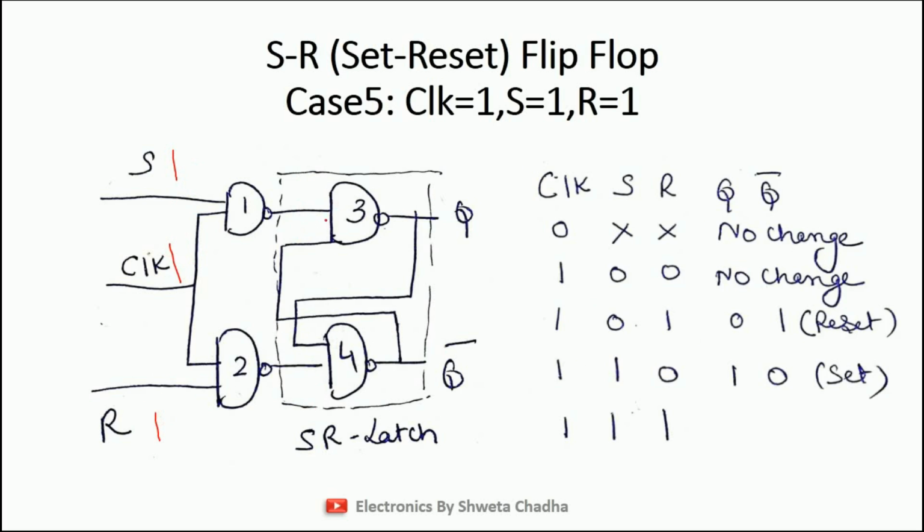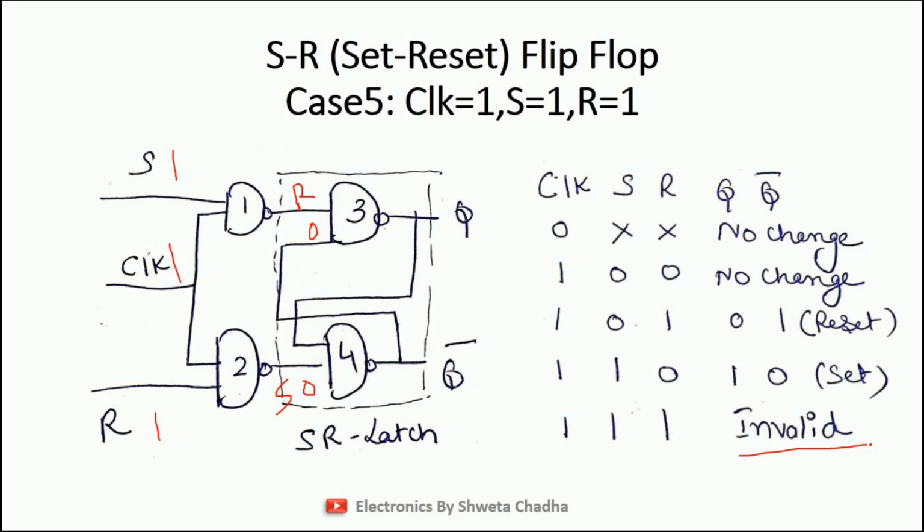So 1, 1, output is 0. Once again, 1, 1, output is 0. So this is your signal S and this is your signal R. So for 0, 0, the output is invalid. I repeat students, when S is equal to 0, R is equal to 0, in an SR latch using NAND gates, the output is known as invalid. So this is the whole truth table that we are going to have in the case of the SR flip-flop.